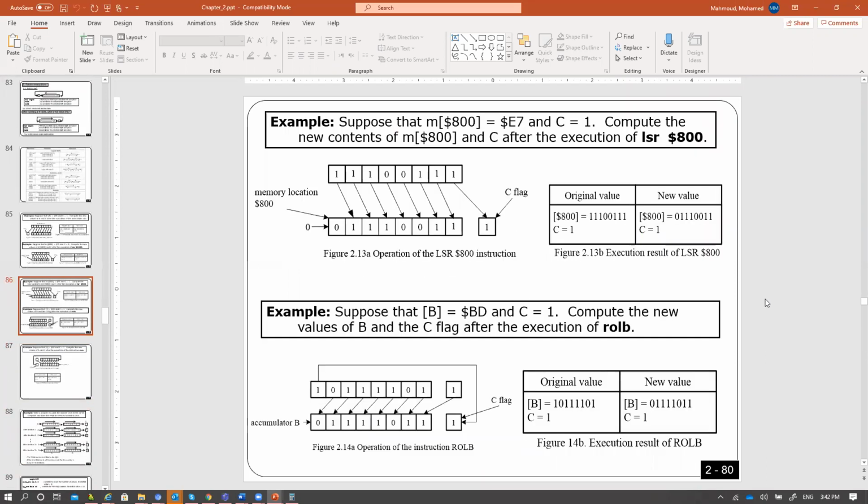Okay. So now, let's see another example. Logical shift right. Here it cannot be left and right. The L here means logic, so it's a logic shift right. That means I'm going to shift right, but it has to be logic, so I shift in zero for the memory location 800. If this is the initial value, every bit is going to shift one position, as you see here. The last one has to go to the carry, and then I have to insert a zero here.